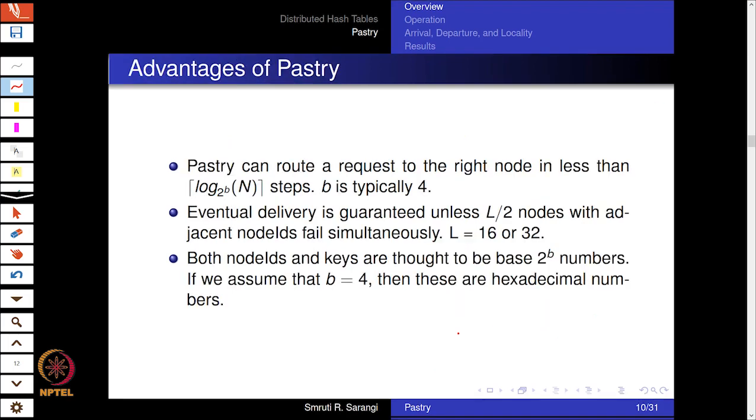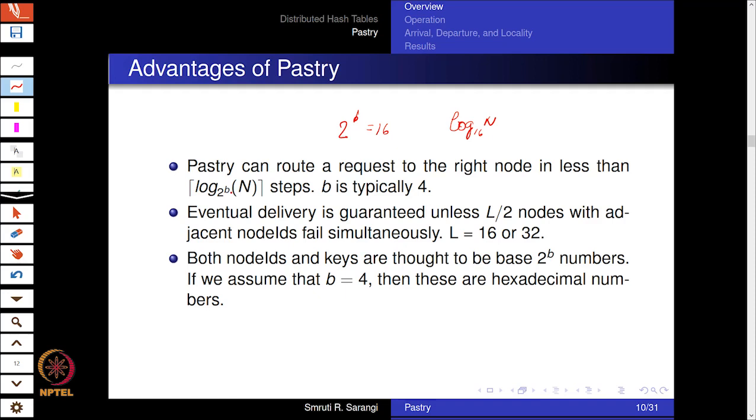So what's the advantage of Pastry? Why is Pastry great? Let's say we have n nodes. What Pastry claims is that in less than log n to the base 2 raised to the power b, I'll come to what that is, but let's assume that 2 raised to the power b is equal to 16. I'll discuss this later in great detail, but in less than log n to the base 16 steps, Pastry can route the message, the message meaning the key, to the node ID.